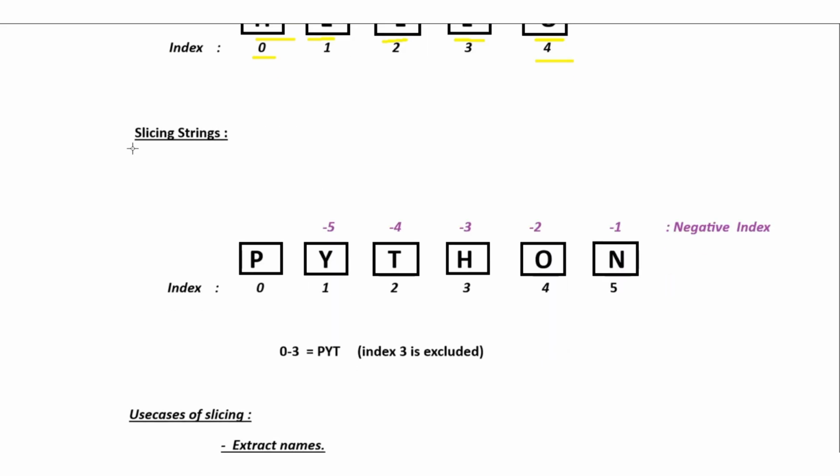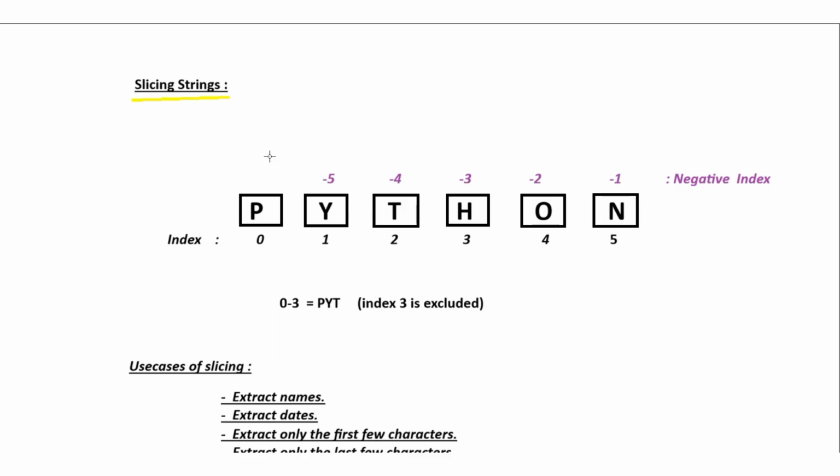Slicing strings. Now let us learn slicing. Slicing means taking a small part out of a full string. You choose a starting position. You choose an ending position. Python gives you everything between those two positions. Remember one simple rule: the starting index is included, the ending index is not included. For example, if the string is Python and you slice from 0 to 3, you get P, Y, and T. The position 3 is not included.